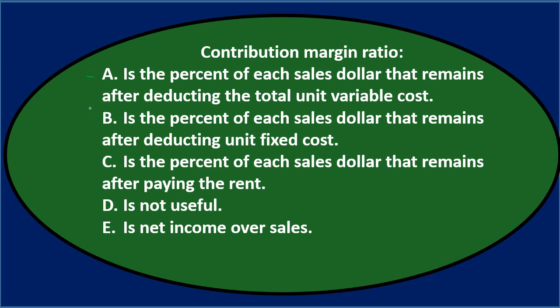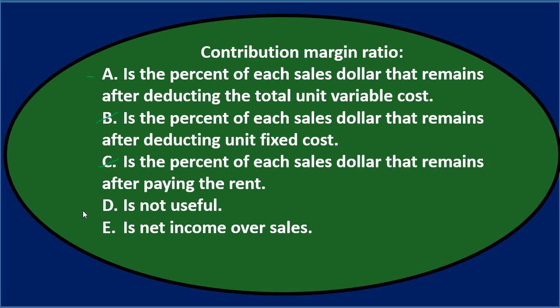B says, is the percentage of each sales dollar, so sales dollar, that remains after deducting unit fixed costs. Now, that's not usually involved in the contribution margin. We're not usually talking about fixed costs. We're talking about the things that vary with production level. So it's not usually B. C says, is the percentage of each sales dollar, that's one of the factors, that remains after paying the rent. Now, the rent's a fixed cost, and it's very specific. So that doesn't seem like it's going to be right for those two reasons.